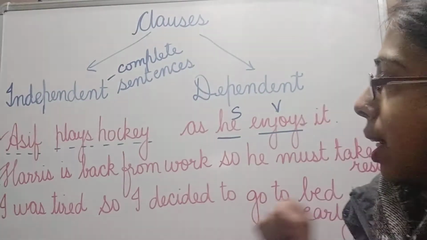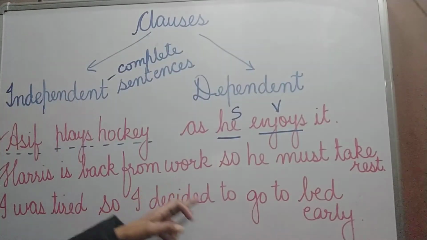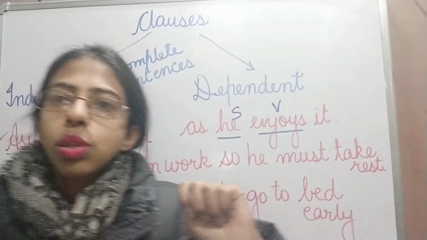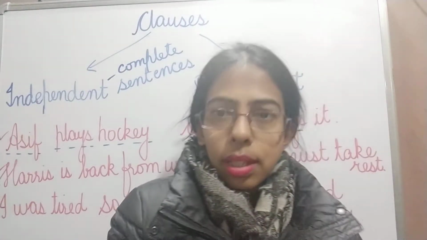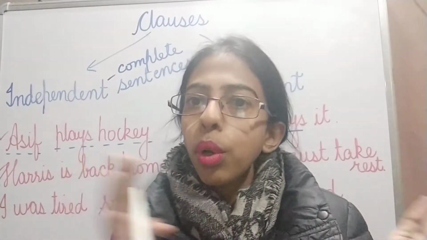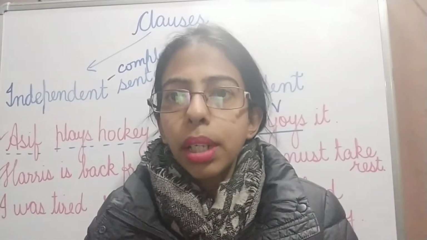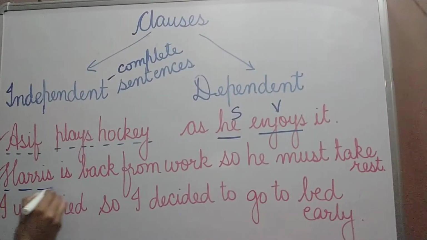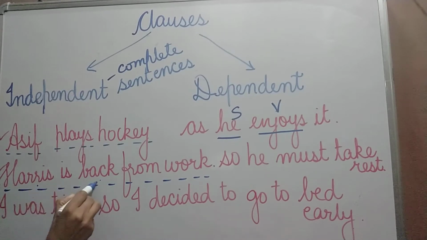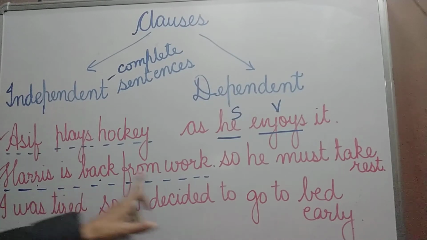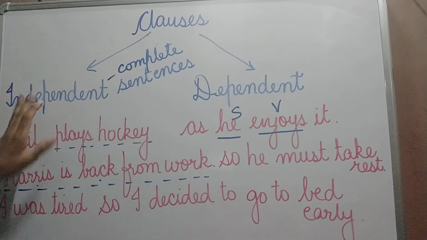Second, Harris is back from work, so he must take rest. Now, this sentence also I can divide into dependent clause and independent clause. So, what part is the independent clause, which can be a complete sentence in itself? Harris is back from work. A subject is present, a verb is present, and it is conveying you a complete sense. Harris is back from work. This part of the sentence is your independent clause.